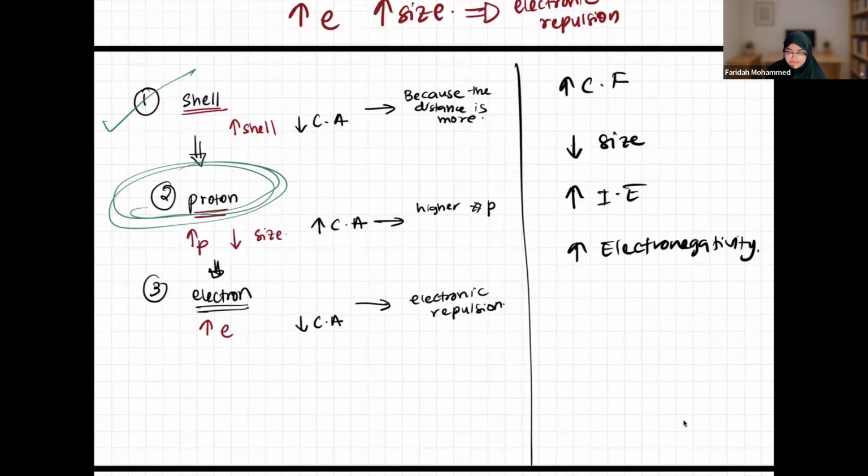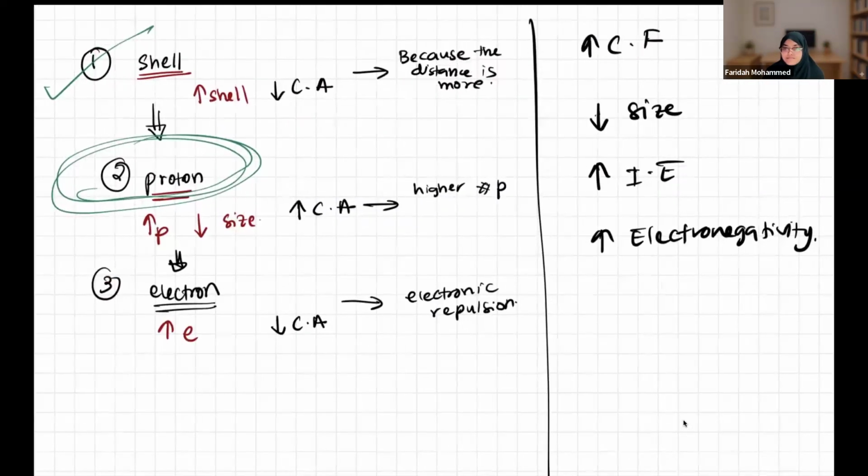So this one page is going to help you with, I would say, 80%. We haven't gone through the exceptions yet. There's always going to be exceptions, but this is going to help you answer 80% of all the periodic trends questions with the correct reasoning.